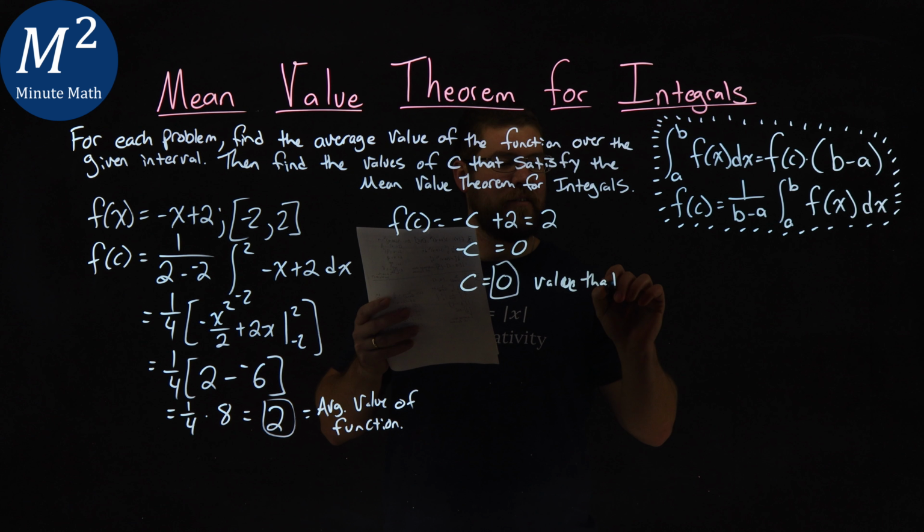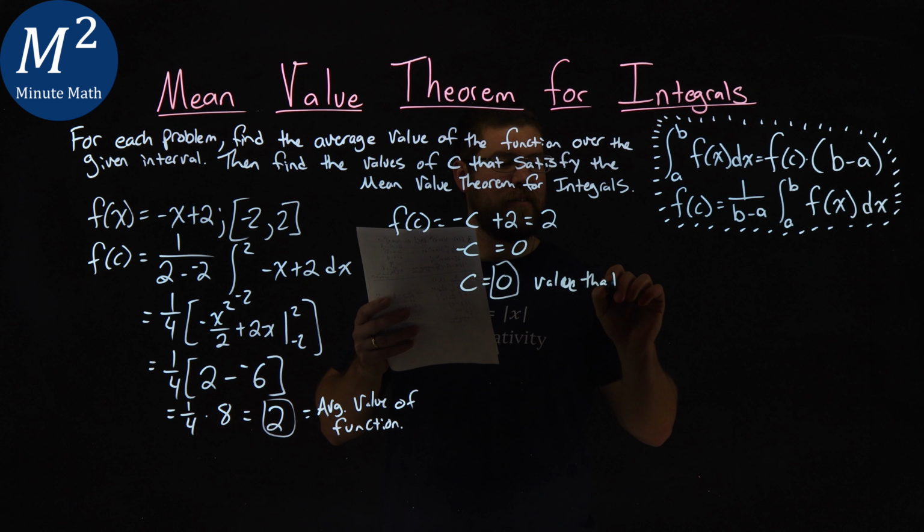We're given this problem right here. f of x equals negative x plus 2 on the interval from negative 2 to 2, and we want to find the average value of the function and the value c that satisfies the mean value theorem. Let's first find f of c, the average value.